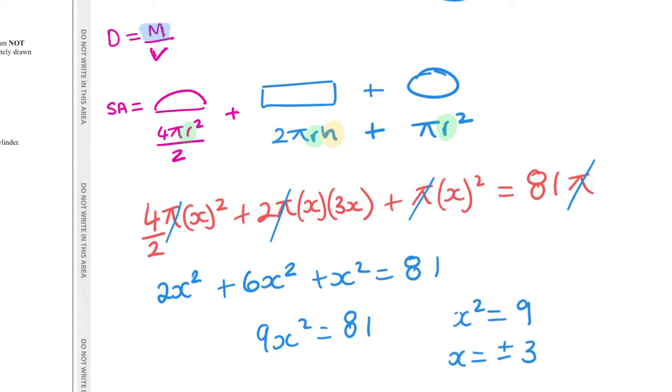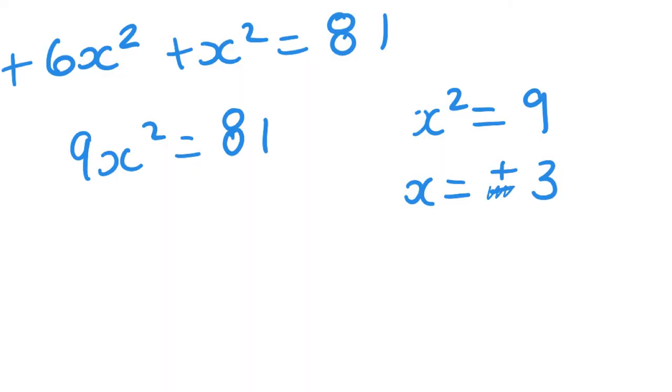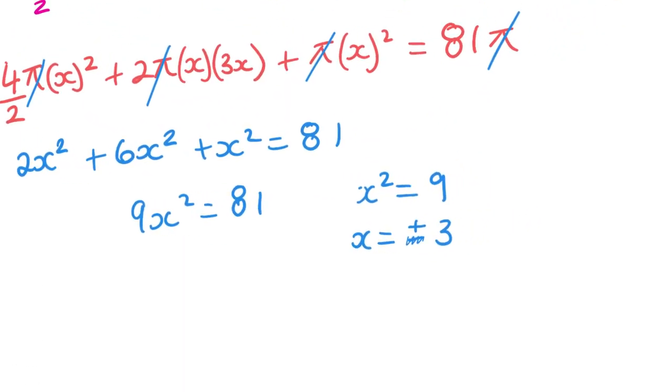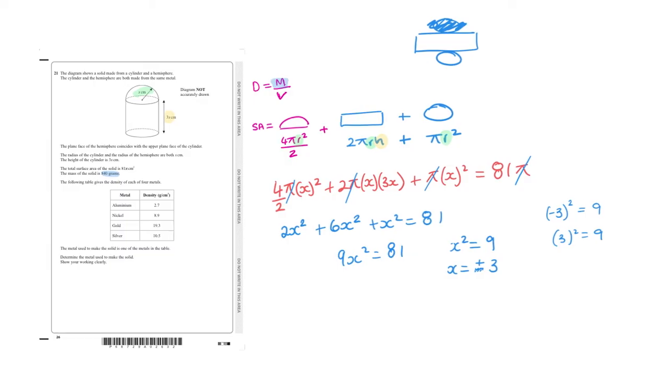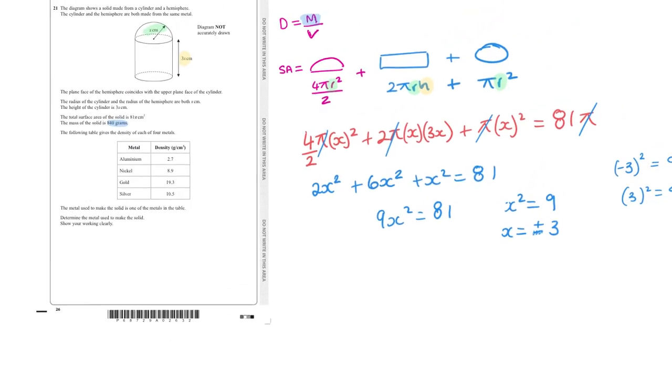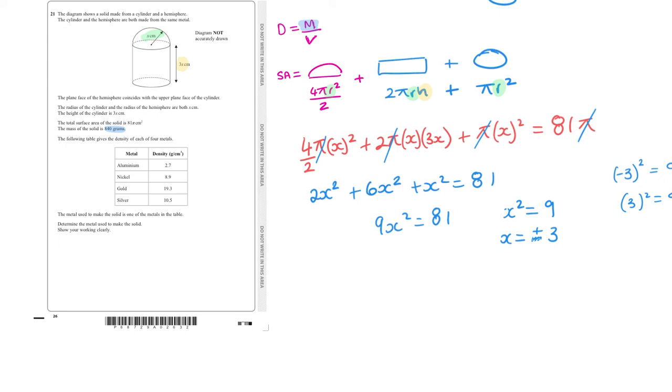However, are we going to have a negative 3 radius? No. So we are going to reject the negative. We just need to make sure that we understand why you put plus or minus. Because if you think about it, minus 3 squared is 9, and 3 squared is 9. So technically there are 2 solutions. Clever, isn't it? Okay, so what do we know? That x is 3. So that means the radius is 3. So now I have the radius is 3 and the height, what's 3 times 3? Yeah, absolutely, it's 9. Okay, so now what do we need to work out? Volume.